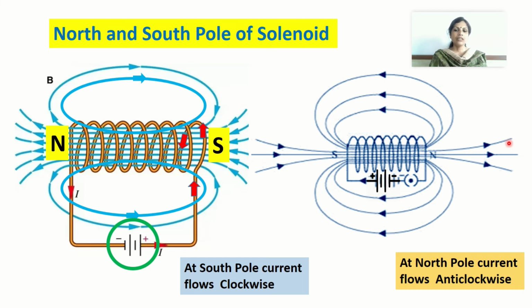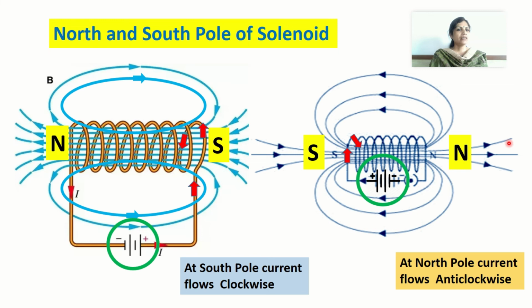In the other figure, look at this. The polarity of the battery is shown in the other manner. Accordingly, you will mark the direction of flow of electric current. And if it is clockwise current, it is south pole. And if it is anti-clockwise, it is north pole. So in both the figures, you have two solenoids, and I have described how you will identify the north and the south pole. I hope you understood this, children. This is a very important part of the lesson.